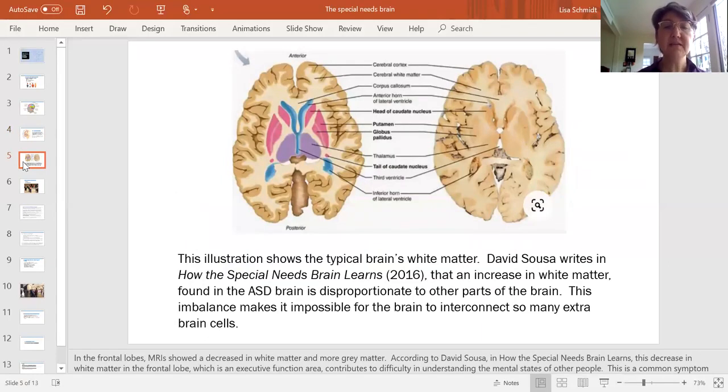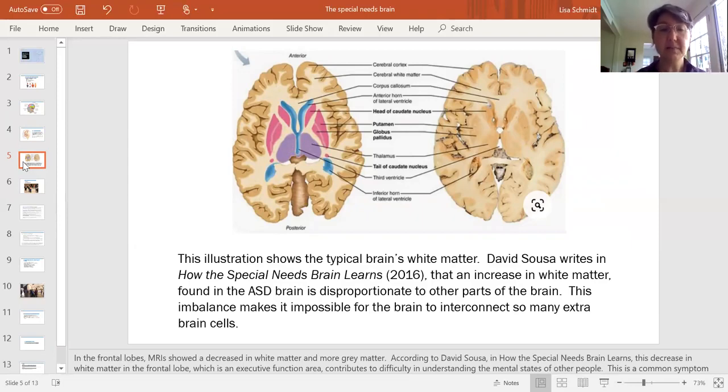So this illustration is showing white matter. It's the gray matter on the outside, and then under that is the white matter. So David Sousa writes in How the Special Needs Brain Learns in 2016 that an increase in white matter found in the ASD brain is disproportionate to other brains.